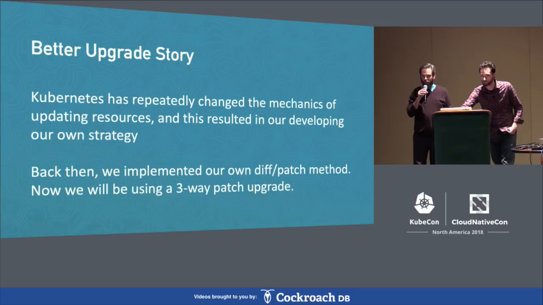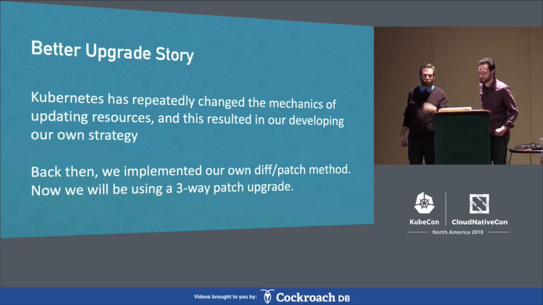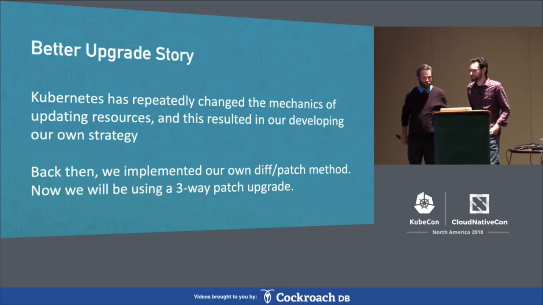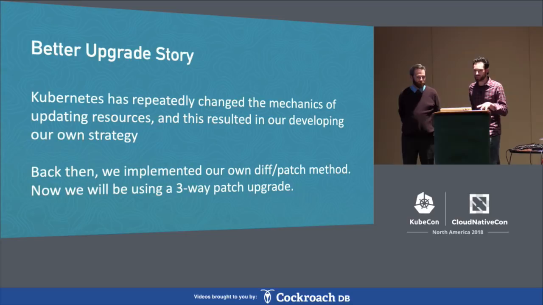Okay, another thing we're looking at is the release upgrade story. Kubernetes, since we released Helm 2, has drastically improved the apply logic. When we were doing Helm 2, it was very much specific towards individual resources. Also, we as a community didn't fully understand a lot of what we can actually update. What does it look like?